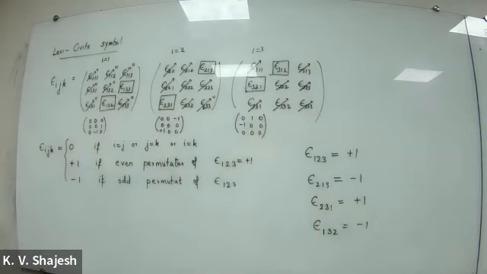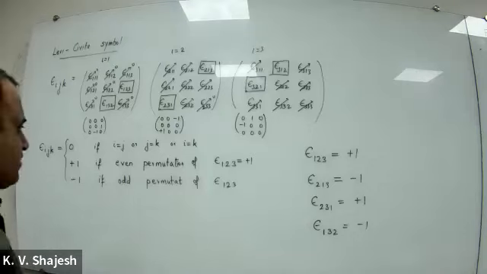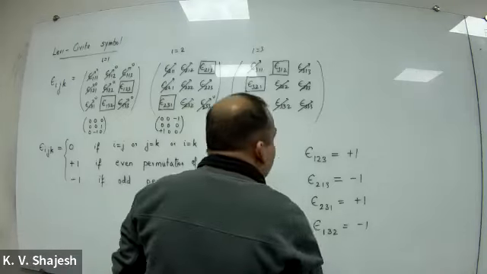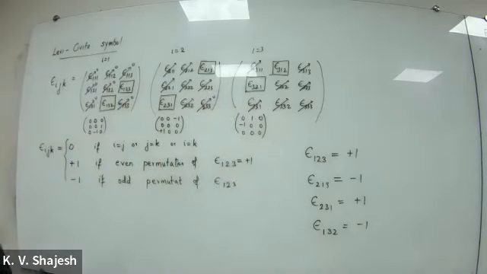Okay, that's your Levi-Civita symbol with all the details for you. It's as detailed as you can get. But why are we doing this? Because it is useful for writing the cross product.